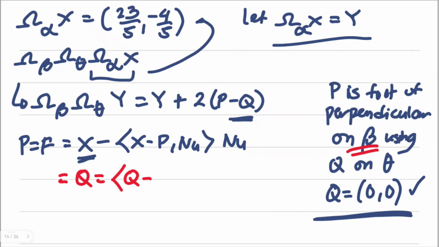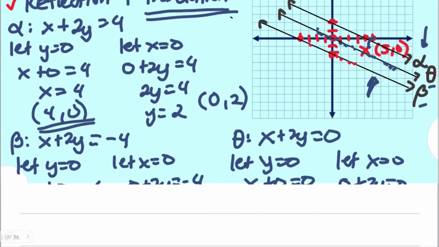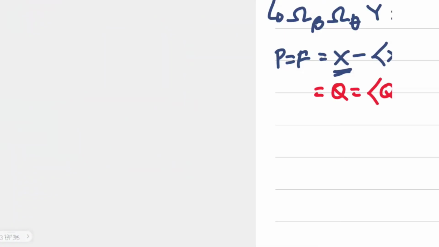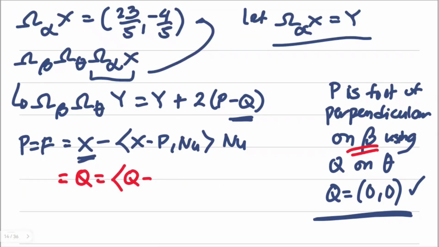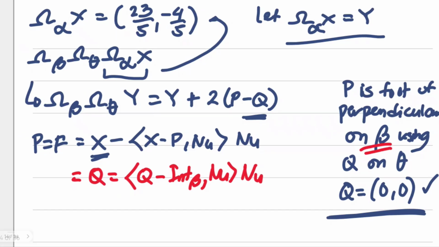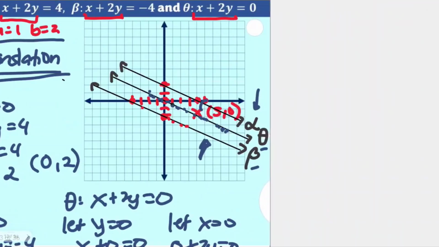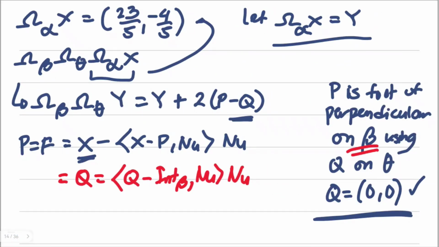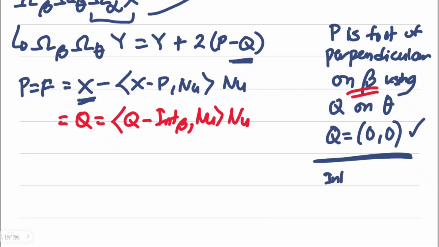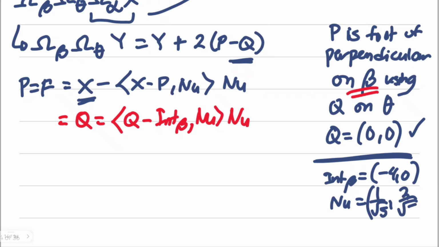So again, to be consistent, let's use the x-intercept of our beta, negative 4 and 0. So you will have here the intercept on our beta times the unit normal vector here. And the unit normal vector is the same as this value here. Okay, take note of that. We'll be writing that here. So our x-intercept for our beta is actually identified as negative 4, 0. And the unit normal vector is 1 over square root of 5, and you have here 2 over square root of 5.